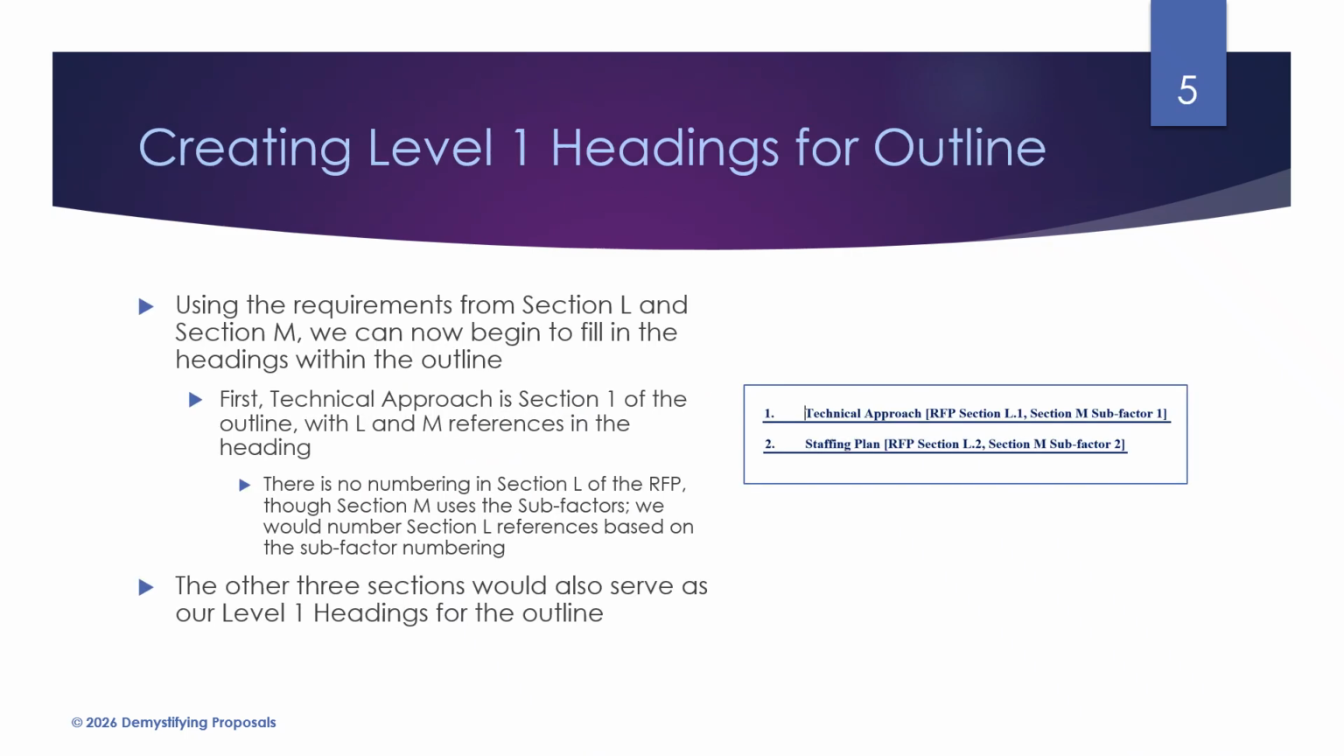So with our high level information from section L and section M, we can create our level 1 headings for our outline. The technical approach is section 1 of the outline, and here we have the L and M references in the heading. So section L1 and section M subfactor 1. The L references are actually not numbered, so I just use the same numbering system as they used for section M, just to make it easier for reference purposes. It's a personal choice. You could just use section L here and not have the number behind it, but it makes it easier in my mind for them to know that when you're talking about section L2, you're talking about the staffing plan.